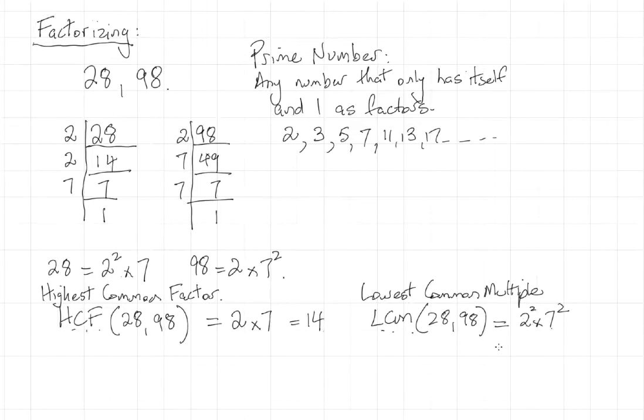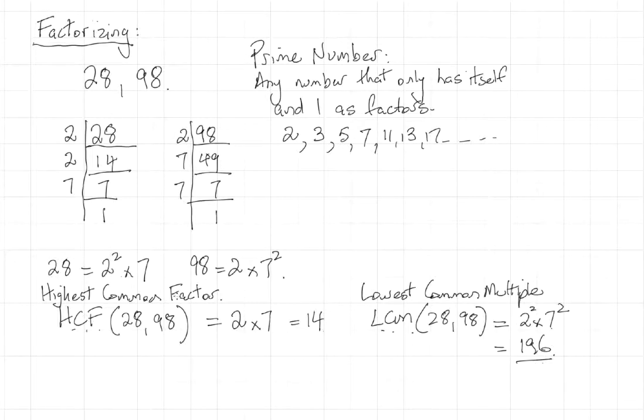And in fact, as you multiply it out, we've got 4 times 49, which is 196. So 196 will be the smallest number that both 28 and 98 go into. 28 goes into that 7 times, and 98 goes into that twice.